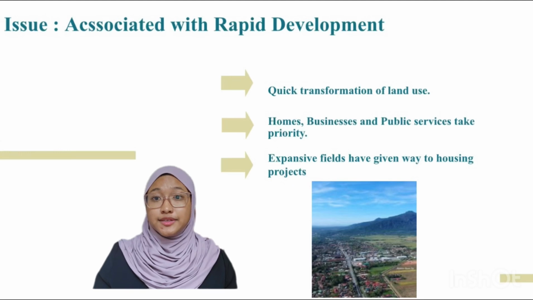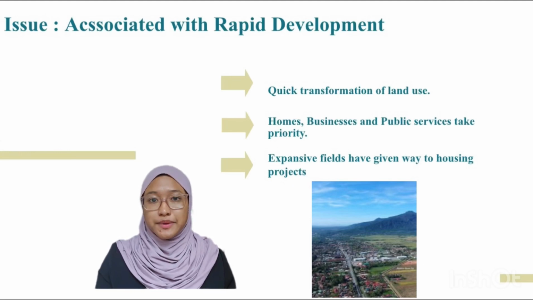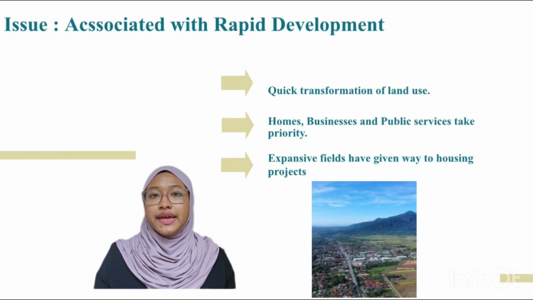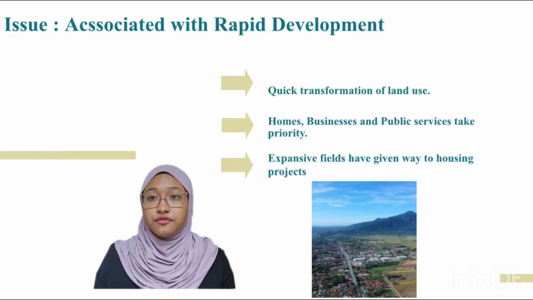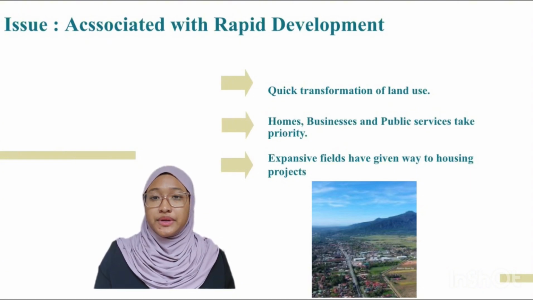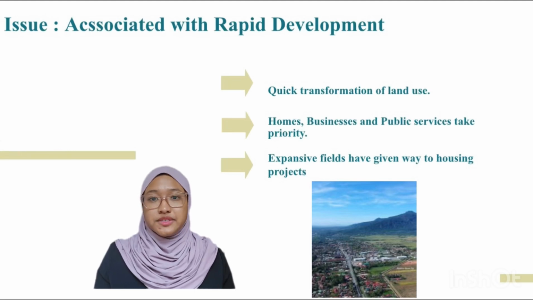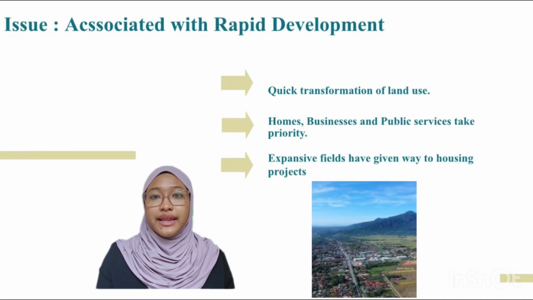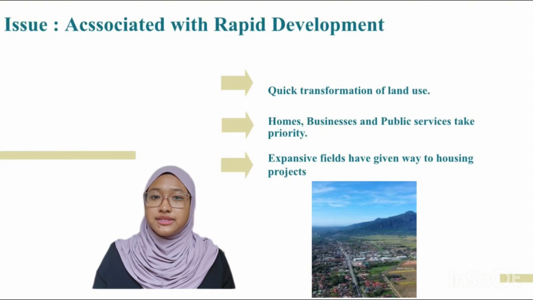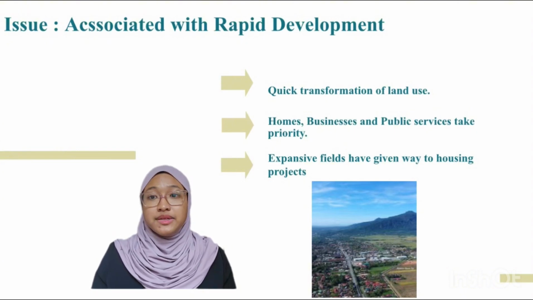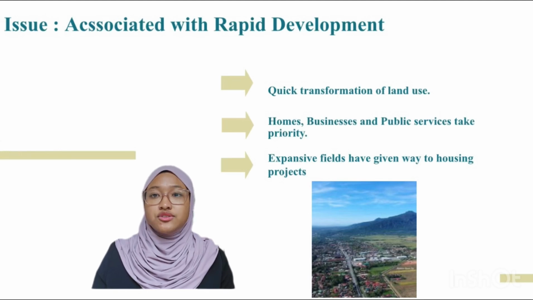Next, an issue related to land use is associated with rapid development. Rapid development can be defined as the quick transformation of land use and infrastructure that is a hallmark of modern growth, driven by population increases, urbanization, and economic expansion. This phenomenon is reshaping landscapes across the globe. In rural and semi-urban areas, rapid development often means converting agricultural lands and forests into built-up areas. Homes, businesses, and public services take priority as communities strive to improve living standards and access to opportunities.